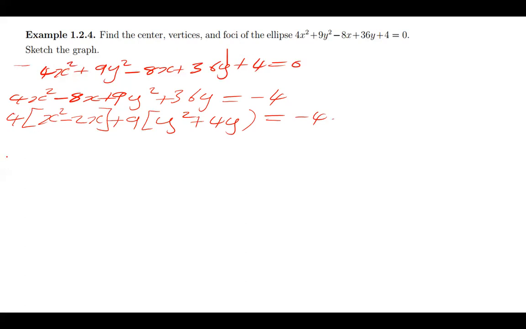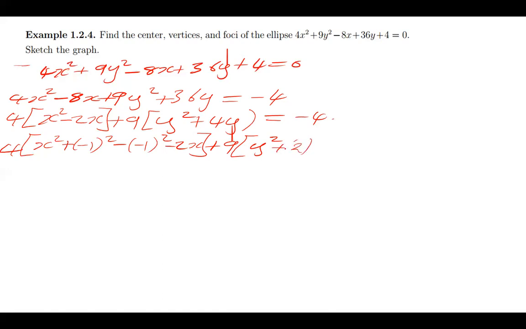So from there, we can now complete the square of this part. We're going to have 4, then we have x squared. Half of negative 2 is negative 1. So we're going to say plus negative 1 squared minus negative 1 squared, then minus 2x, then in brackets. Then even on this other part, you do the same thing. So we're going to say plus 9 open brackets, then y squared, and then half of positive 4 is positive 2. So we say plus 2 squared minus 2 squared, then plus 4y is equal to negative 4.